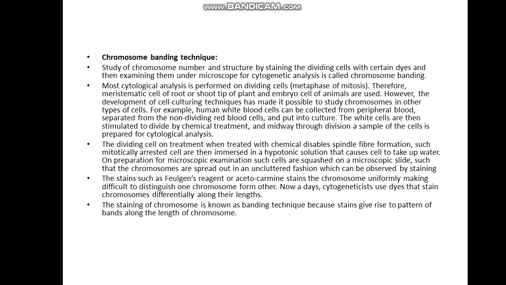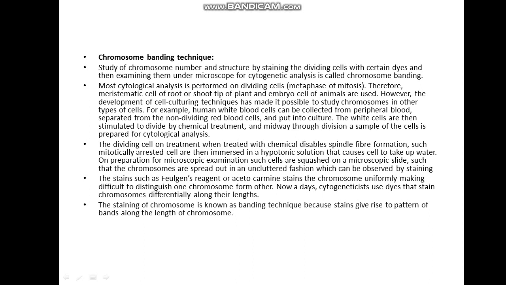On preparation for microscopic examination, such cells are then squashed on a slide such that the chromosomes are spread out in an uncluttered fashion, which can be observed by staining. Stains such as Feulgen's reagent or acetocarmine stain the chromosome uniformly, making it difficult to distinguish one chromosome from another. We follow the acetocarmine stain for mitosis during our laboratory classes. So, we can see the chromosomes, but they cannot be distinguished based on their size alone.